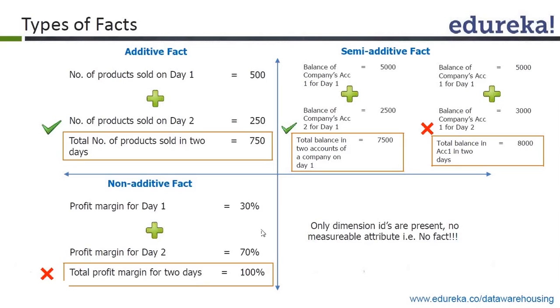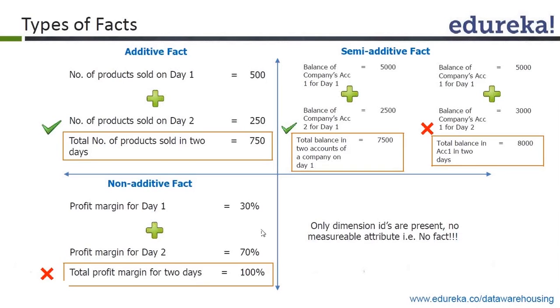Second fact, say a patient goes and does his X-ray in the X-ray department. So the second will be the patient went to the X-ray department and got his X-ray done. So that is another fact. This is actually not a measurable thing. This is not mathematically additive, but it gives you information about something which is happening. So if you want to generate a report saying how many patients visited my X-ray department today, you can use that fact table to generate that kind of report.